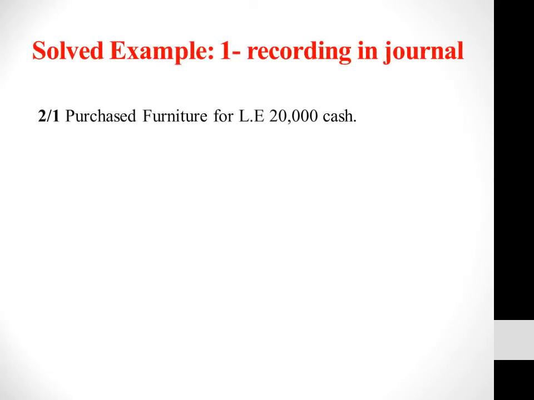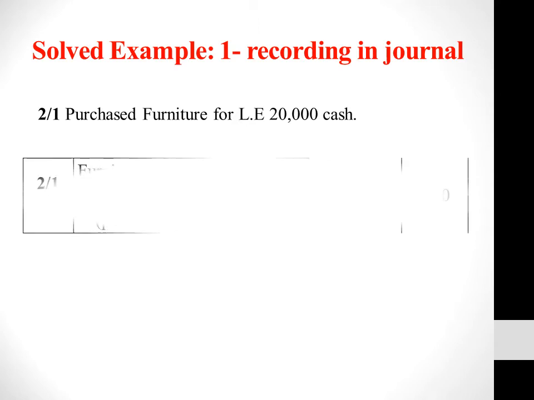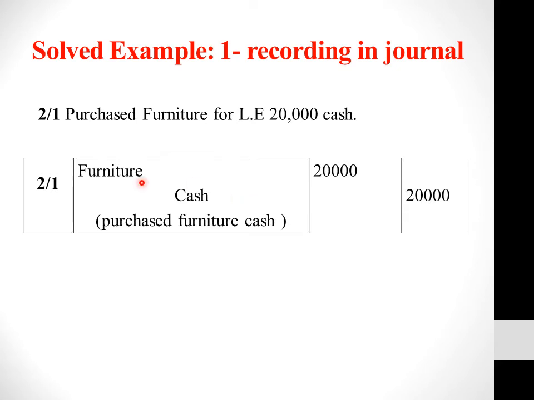Then the second transaction states that the business purchased furniture for 20,000 cash. Of course, purchasing furniture is increasing the assets and the cash will decrease. So furniture will be in the debit side and cash in the credit side, like this. Furniture for 20 in the debit, cash for 20 in the credit side.